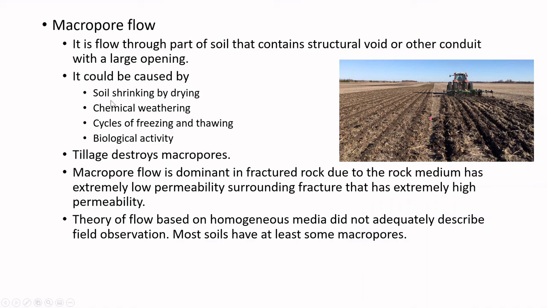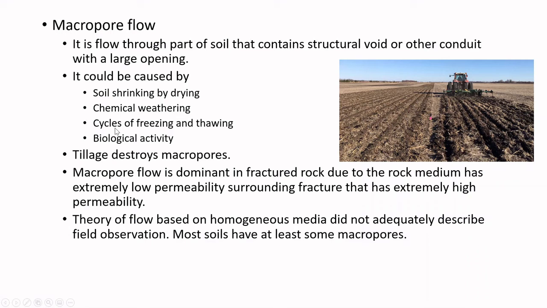It could be caused by soil shrinking by drying. Maybe the soil that's wet is a bit bulky, so when it's dry, you open up space and cause some cracks. That becomes a macropore for water to flow through easily. Chemical weathering: the soil may have some kind of mineral, for example CaCO3, that can be easily dissolved in water. Maybe the water has a low pH due to acid rain, so it dissolves the chemicals and opens up space, creating macropores for water to flow through easily.